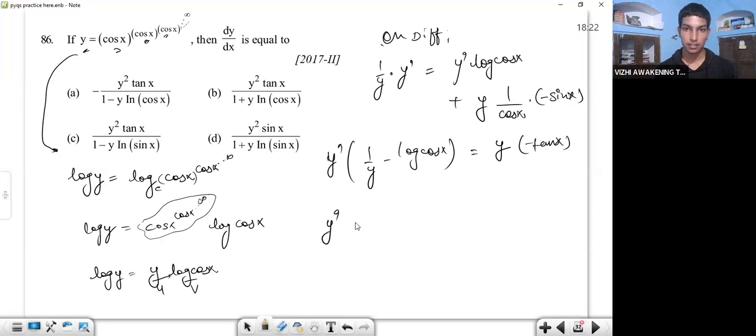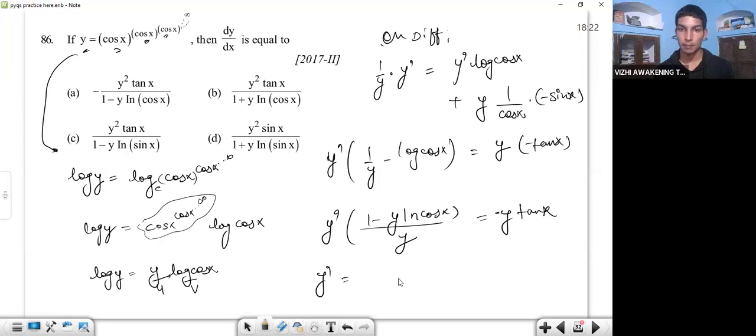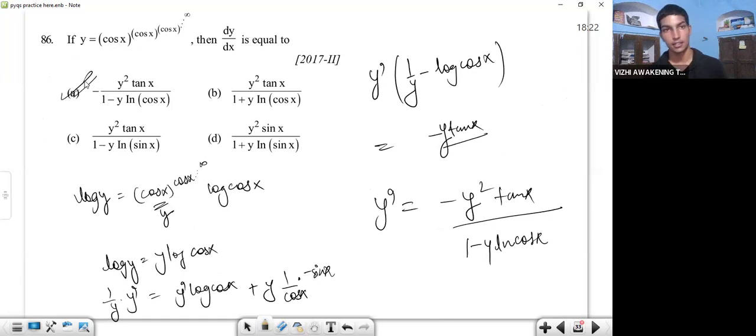Simplifying this, 1 minus y ln cos x upon y is equal to y minus y tan x. Taking these terms to the right hand side, y multiplies y and it becomes y square into tan x divided by 1 minus y ln cos x. So is our option matching with the first one? Yes. So A is the correct answer. Let's check. Yes, A is the correct answer.